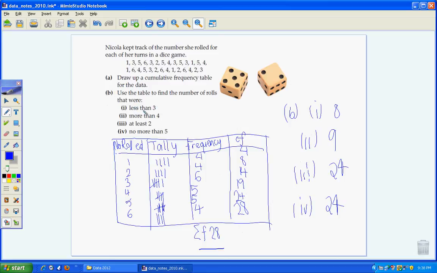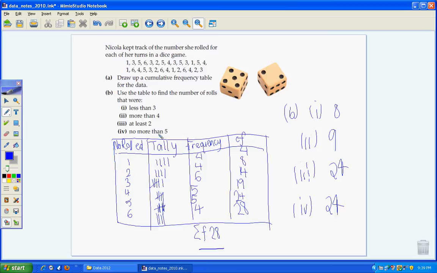So how many were less than 3? Well, there was 8 that was less than 3, the 2 and the 1. So be careful about the language that's involved here, because that's important as well. More than 4, so it'd be 5 and 6, so that's 9. At least 2 would be 2 or more. So at least 2 would include the 2.